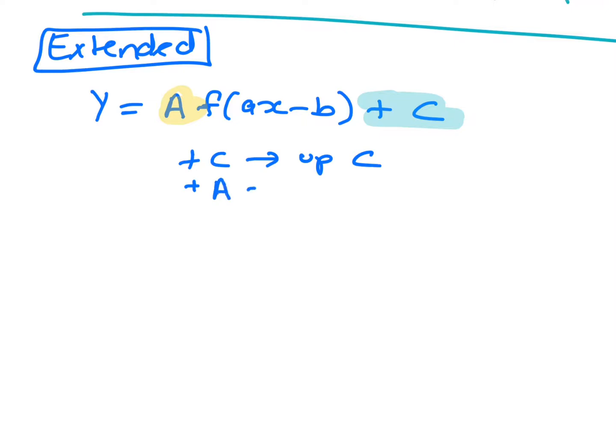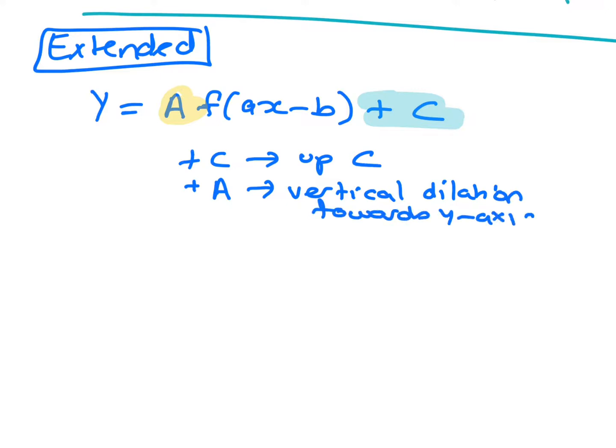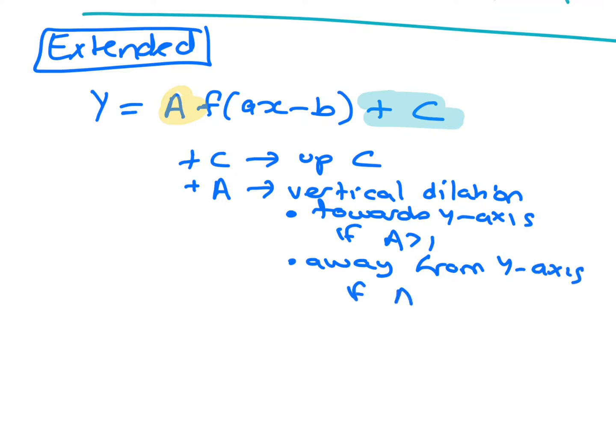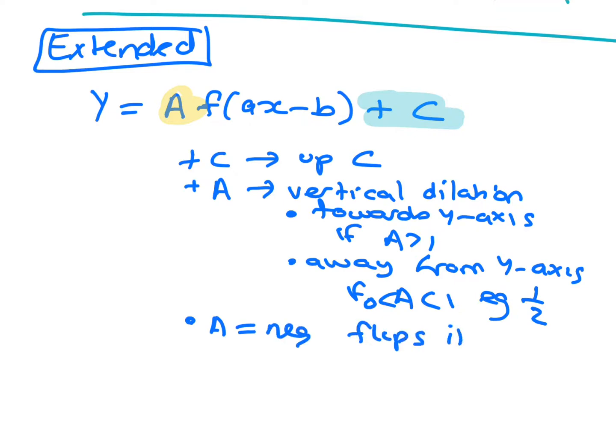A is a dilation, okay? So it's what we call a vertical dilation. And it'll be towards the y-axis if a is greater than 1, and away from the y-axis if a is less than 1. So for example, like a half. Less than 1 but greater than 0. Okay, and if that a was a negative, then it just flips it in the x-axis.